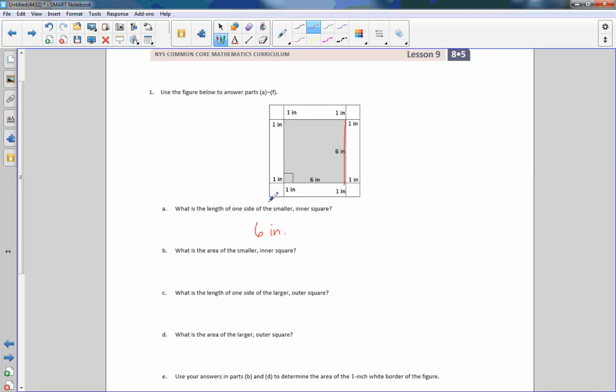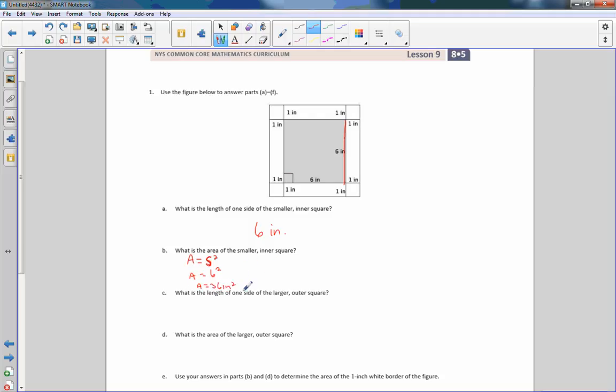It says, what is the length of one side of the smaller inner square? So I've already marked that as this red line here, and it is 6 inches. So there's number 1A. B says, what is the area of the smaller inner square? Well, let's write the formula and substitute and solve. Area equals the sides squared. So area would equal 6. That's an S, not a 5. Area would equal 6 squared, so the area would equal 36 inches squared.